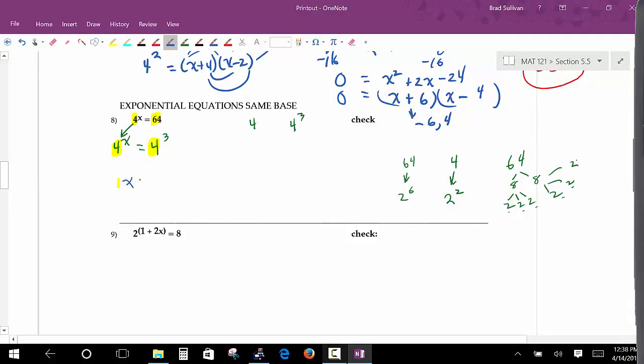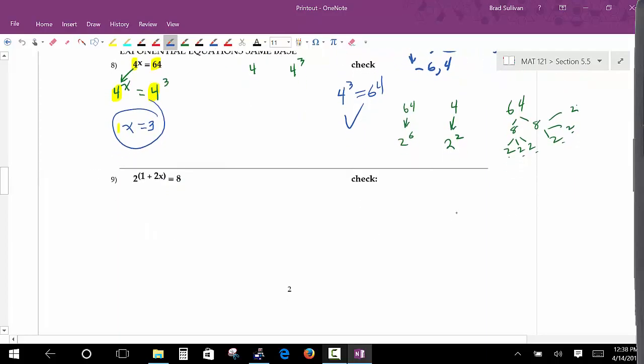Now, some of you may be saying, well, gosh, I knew that before the teacher even started talking. You may have. 4 to the third is 64. If you see that, that's fine. What I'm trying to do is prepare you for the next problem, which is a lot harder to do in your head. So the checking on this just goes 4 to the third is 64, and you know that's right. Okay? So the idea is I was trying to rewrite the 64 so it has the same base that 4 does. Okay, now we're going to do this next problem the same way.